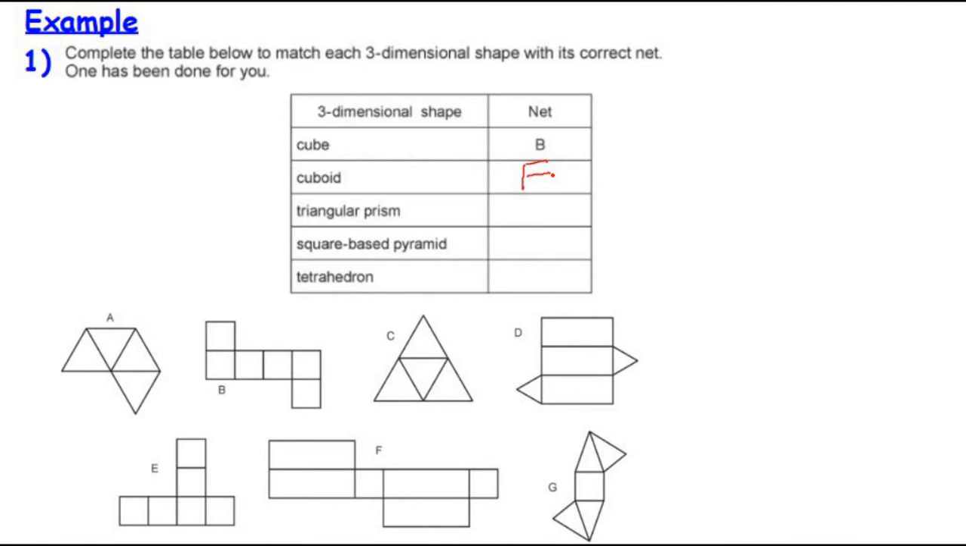So next we're going to look at the triangular prism. And what do we know about a triangular prism? Well, it's going to have two triangles, and it's also going to have three rectangles. So if we look at the triangles first, well, there's too many here, there's too many here, and there's too many here. So it has to be D. So we have two triangles and three rectangles.